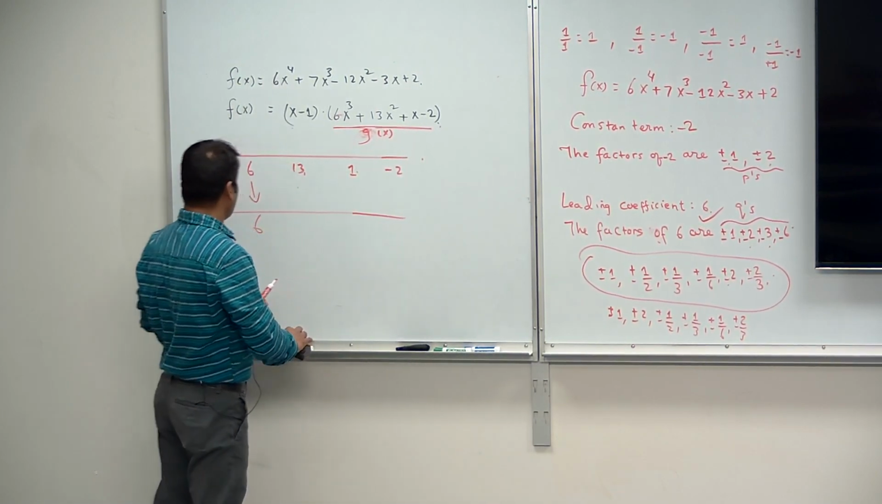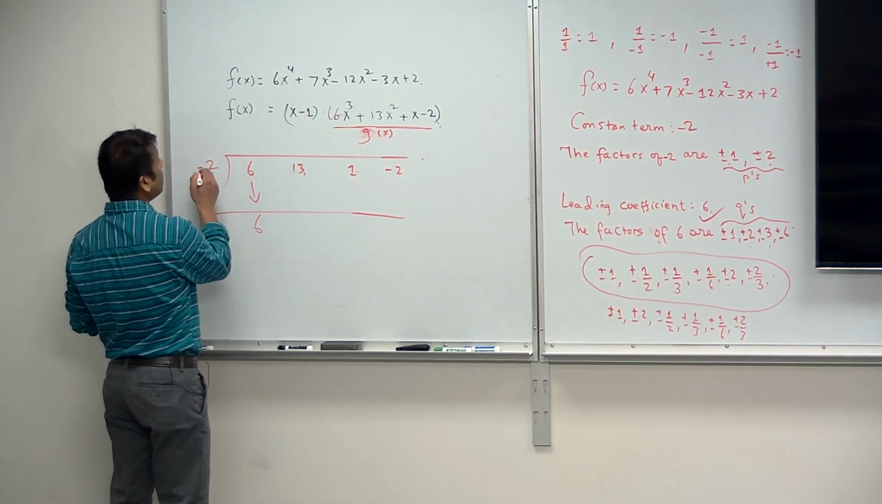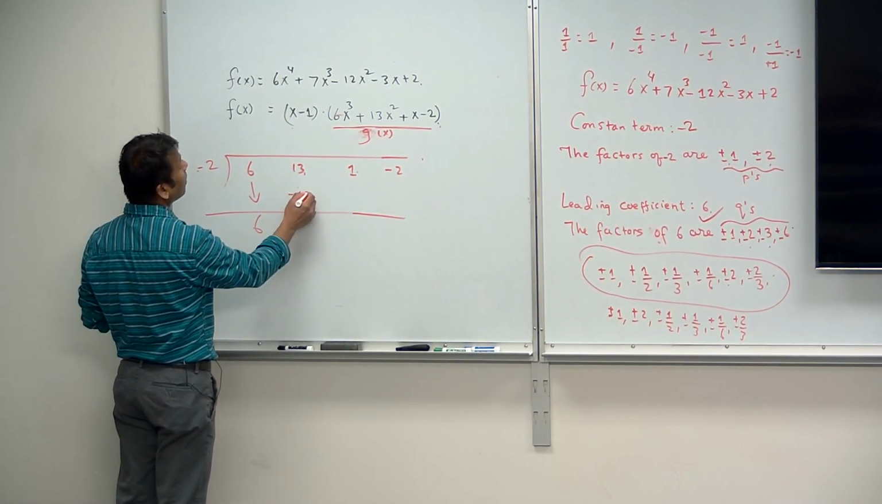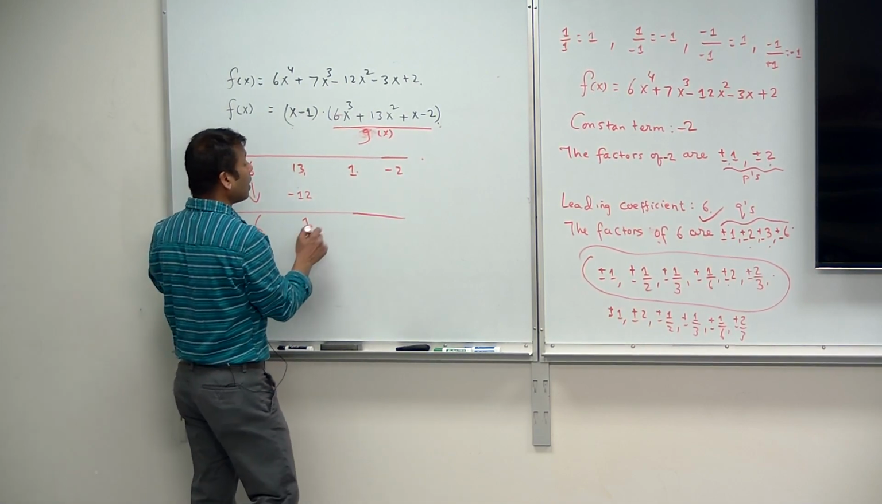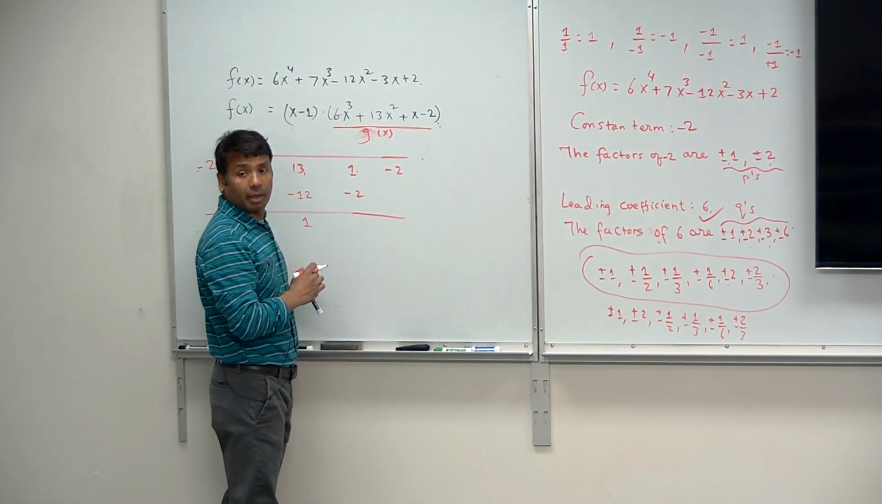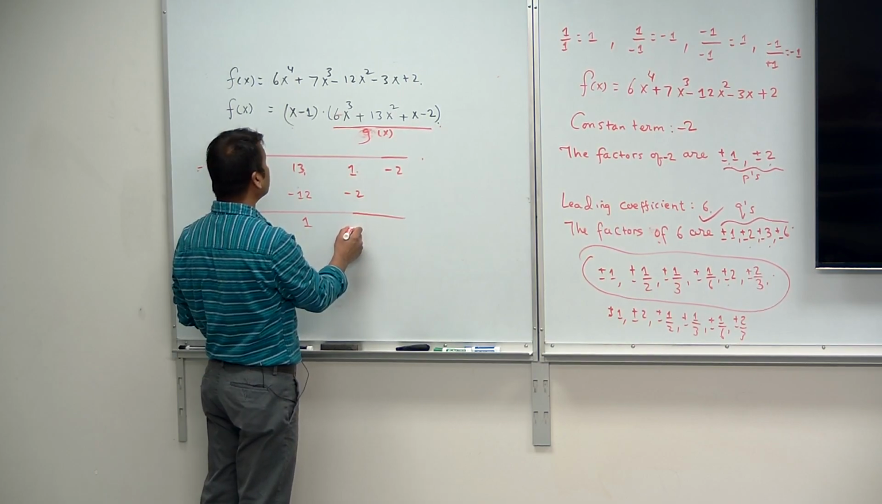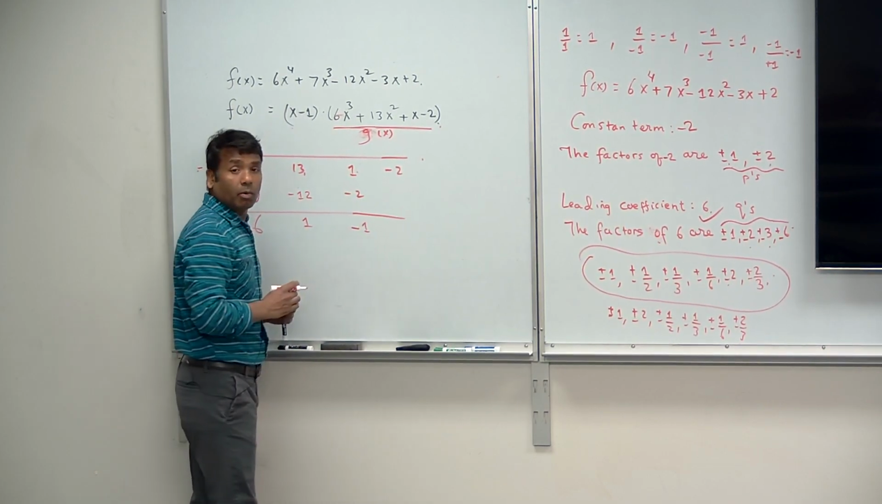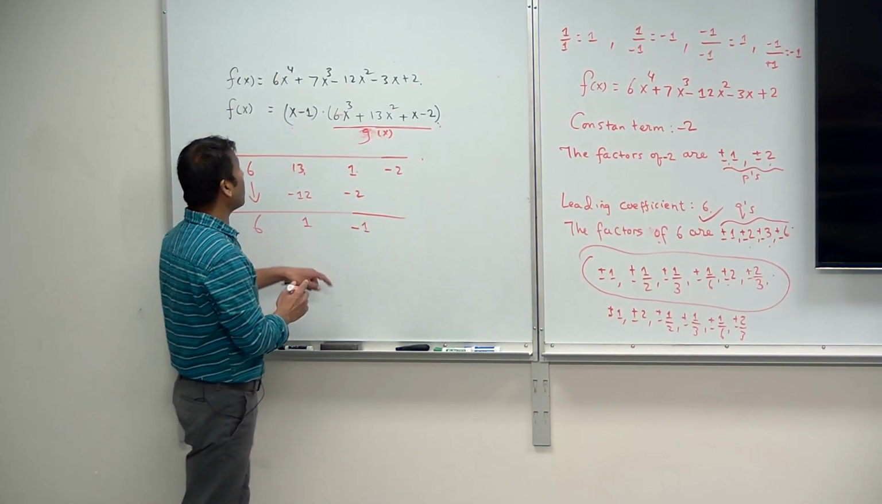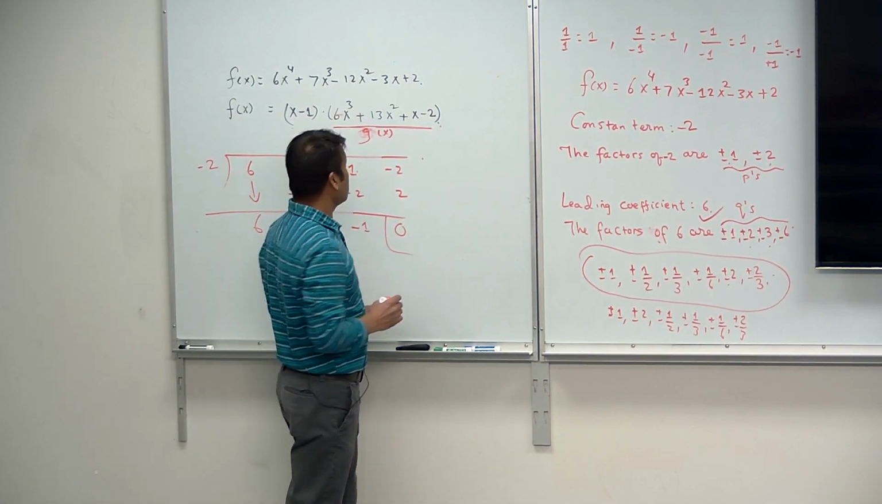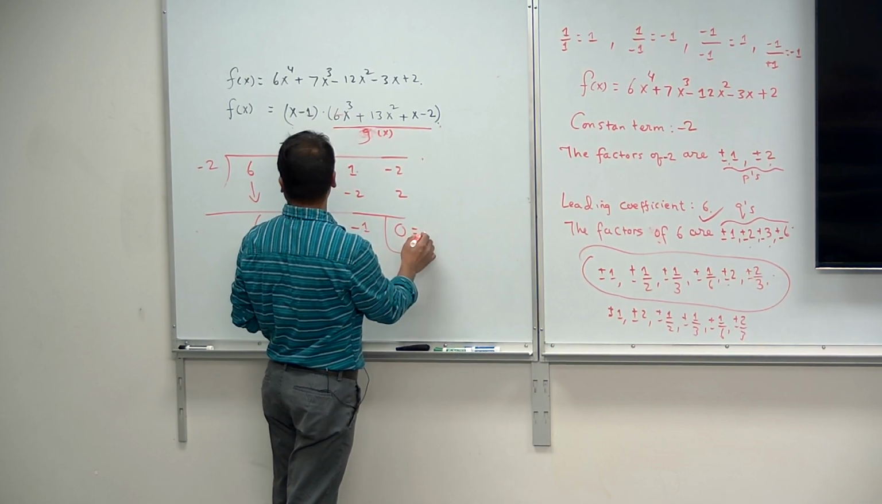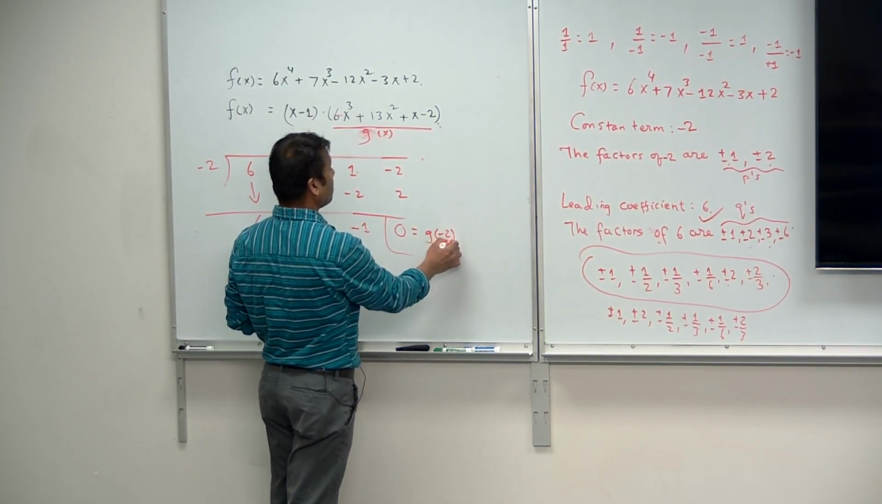Right? So -2 times 6 is -12. What is 13 minus 12? 1. -2 times 1 is -2. Right? What is 1 minus 2? -1. -2 times -1 is +2. You see that? 0. So that means this is the remainder, right? So g of -2 is 0.